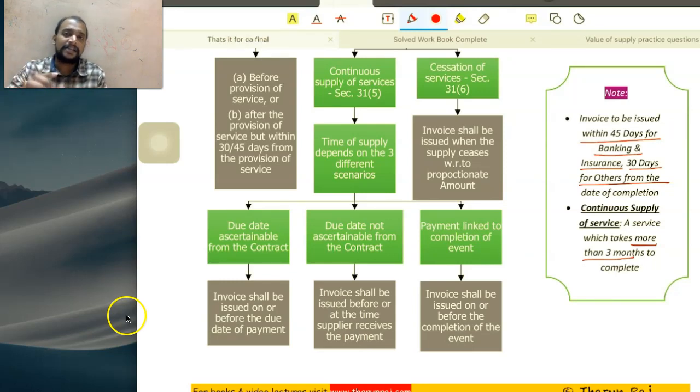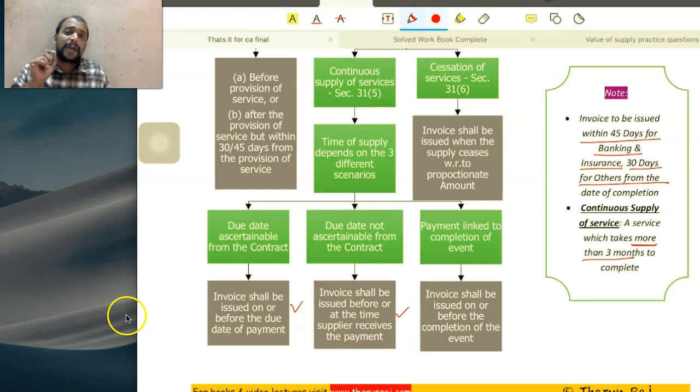So now, in this case, when each installment is payable, I am specifying in the contract itself. Which means on or before the date I have specified will be taken as the due date of invoice. See here, due date ascertainable from the contract, invoice shall be issued on or before the due date of payment. If the due date is not ascertainable from the contract, which means I will not be giving any such due date, but I will be telling that payments will be made in 3 installments. As and when I receive the installment, to that extent I need to give the invoice. Invoice shall be issued before the time the supplier receives the payment.